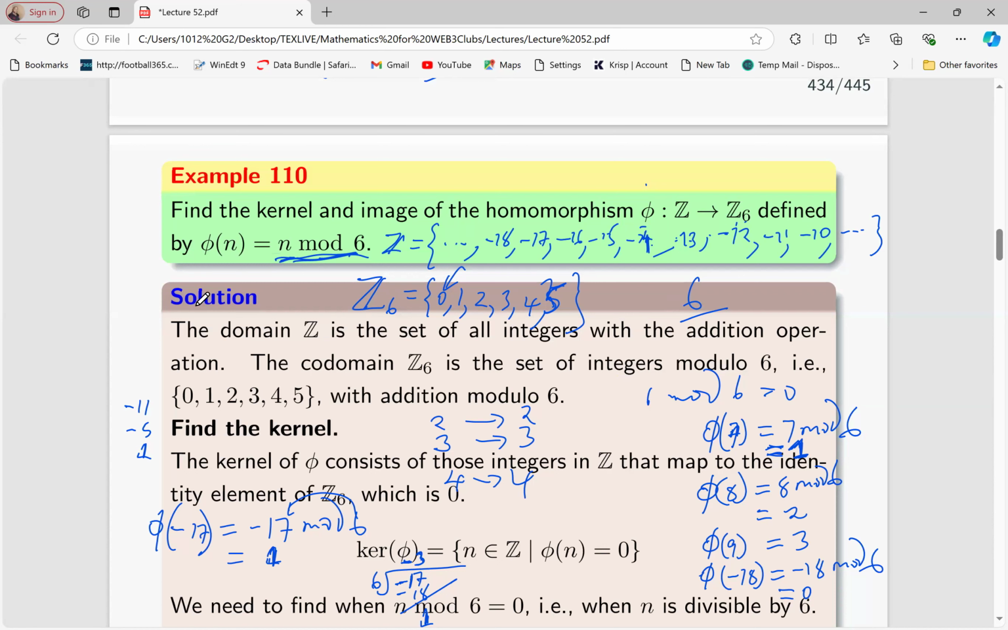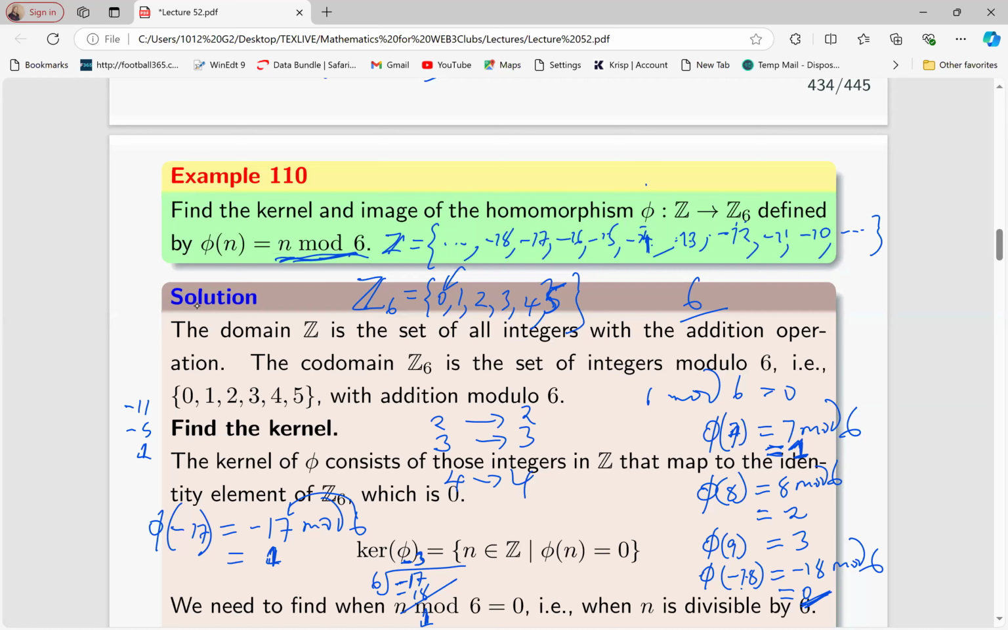And there's something I'm saying here. See, like this one gave us 0. Negative 18 was mapped to 0. But I'm looking at how to come up with a general formula for getting the kernel for this type of question.